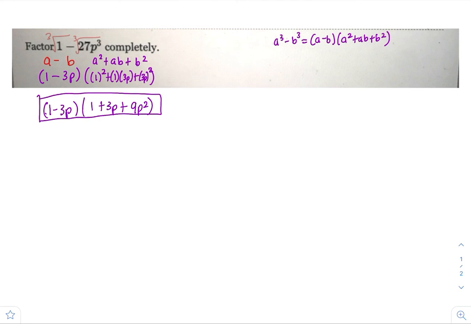So the key thing is to identify that both terms, two terms, are cube rootable, and remember the formula. If you guys can do that, then you guys should be able to factor.